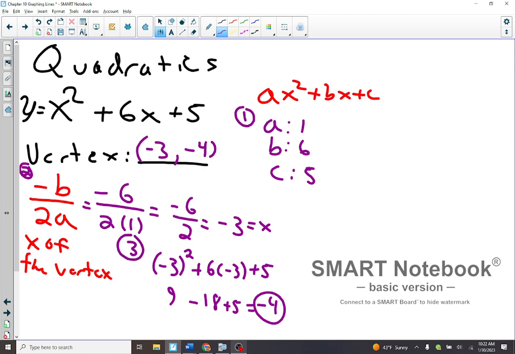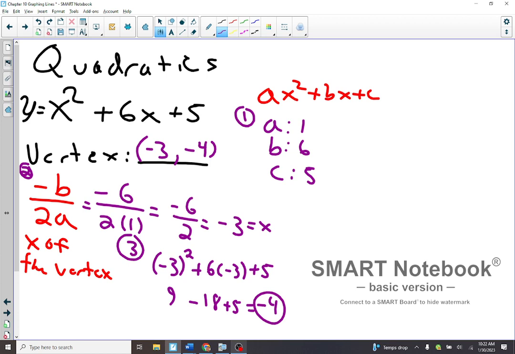It was originally x squared plus 6x plus 5, but then you added a y. It should equal y. Usually it doesn't affect the math, but I should have put that. That's on the test. It's just always there. So step 3 is plug it back into the original to get the y part.